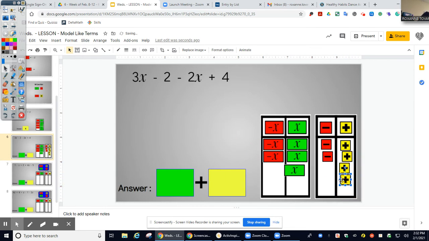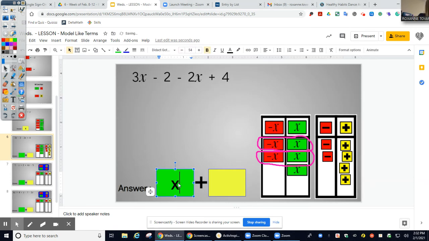Notice there's two parts to your answer here because you cannot combine families. You cannot combine the family of x's with the family of I am just numbers. Okay, we have to keep them separate. So we're going to combine all the x's. So let's see what zero pairs we have. We have a zero pair here and a zero pair here. So in the I'm an x family, we have just x. We have one x left.